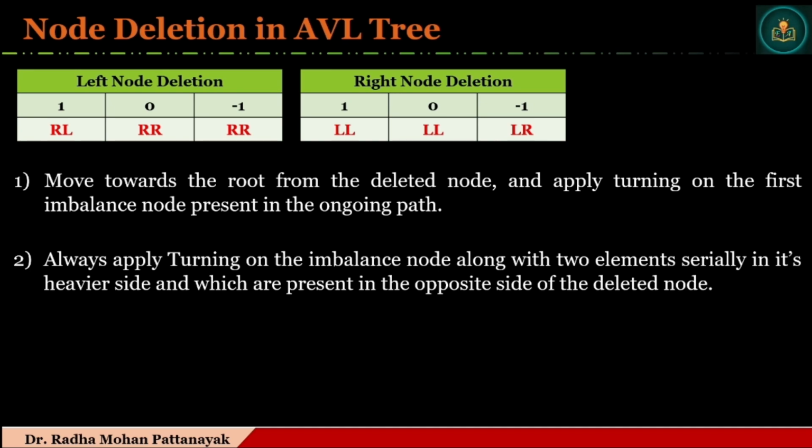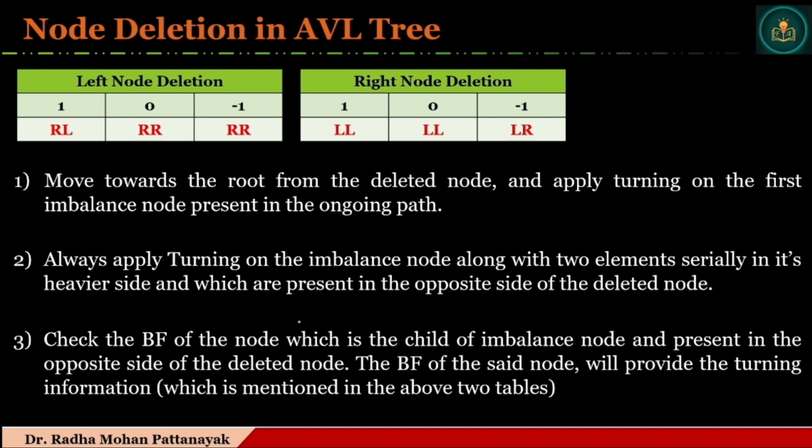Then always apply turning on the imbalance node along with two elements serially in its heavier side and which are present in the opposite side of the deleted node. This is the key point, just remember. In which side of the imbalance node the deleted node is present, in its opposite side you will perform the rotation. You know that to make a rotation we require 3 nodes. So here along with the imbalance node you need to take 2 more nodes for the rotation.